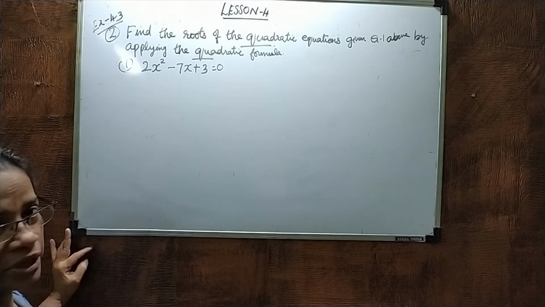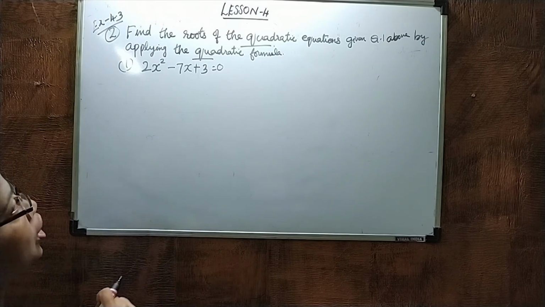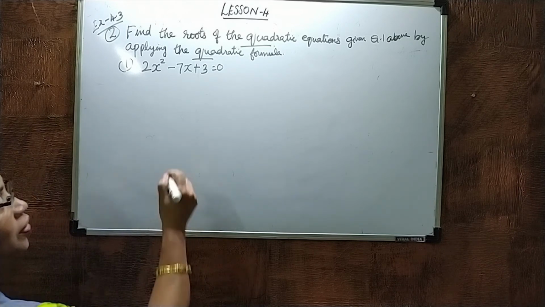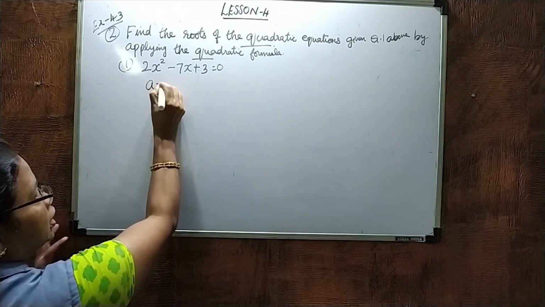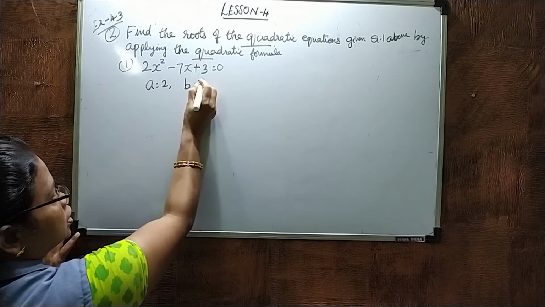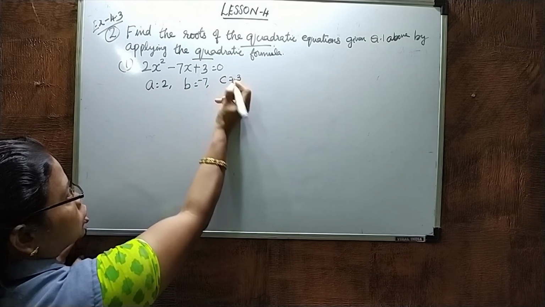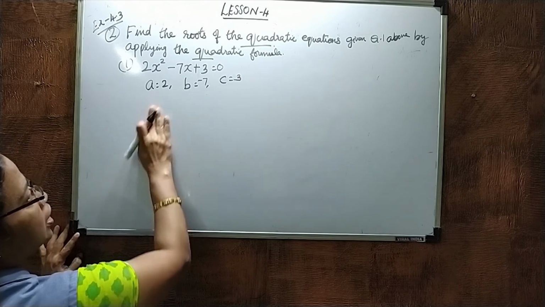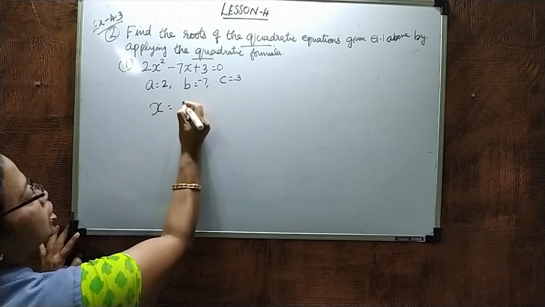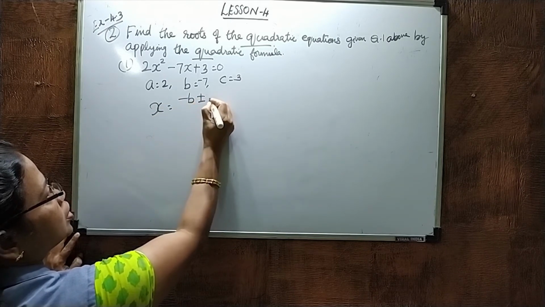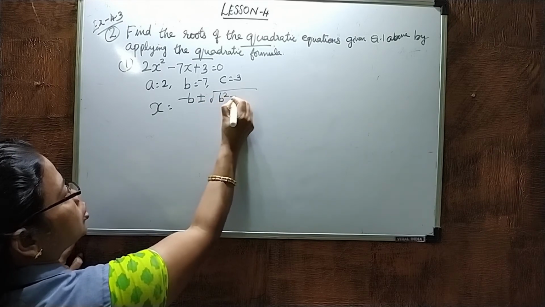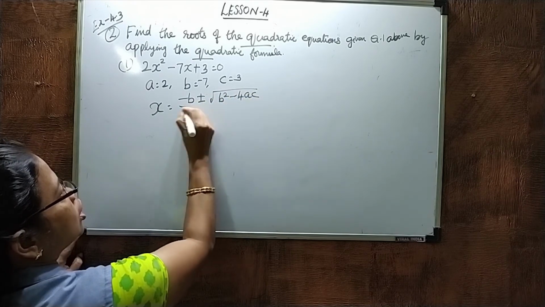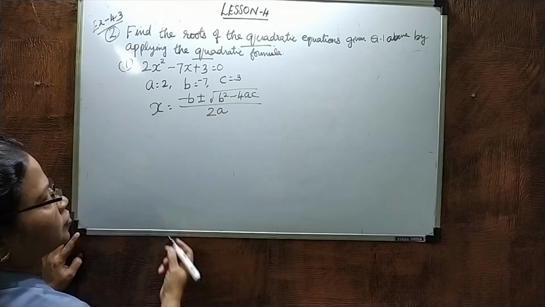Find the roots of the quadratic equation. And you have to find out how. Very easy only. What you should do? First you have to write a is equal to 2, b is equal to negative 7, c is equal to 3. Then what you should do? You have to write the formula. X is equal to negative b plus or minus root of b square minus 4ac the whole divided by 2a.